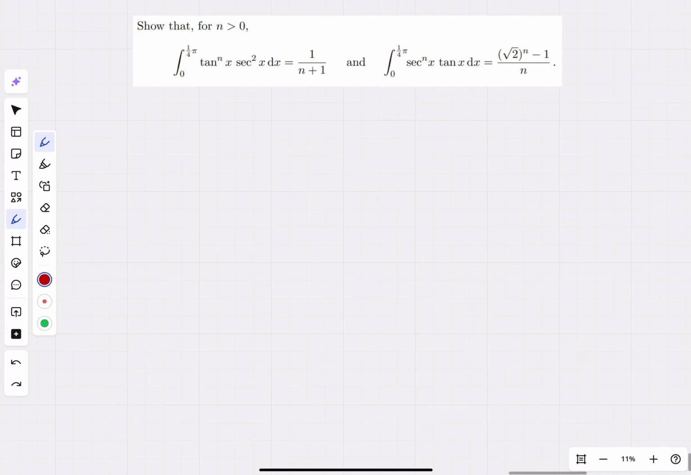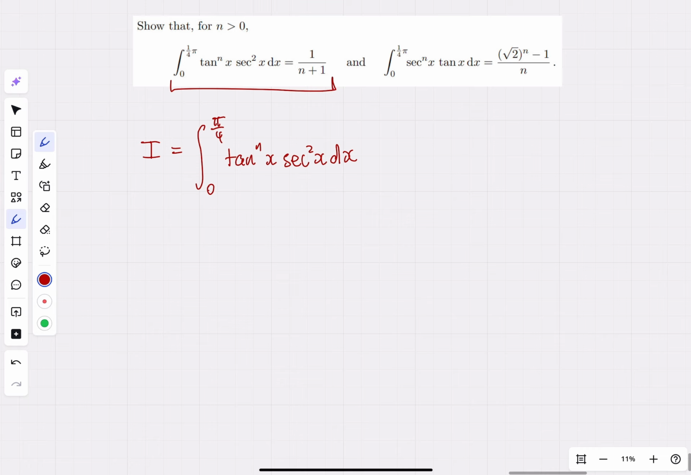Going to be doing some step 1 integrals today. So yeah, let's dive straight into it. Let's call our first integral I. And I is the integral from 0 to pi over 4 of tan to the n of x sec squared x dx.